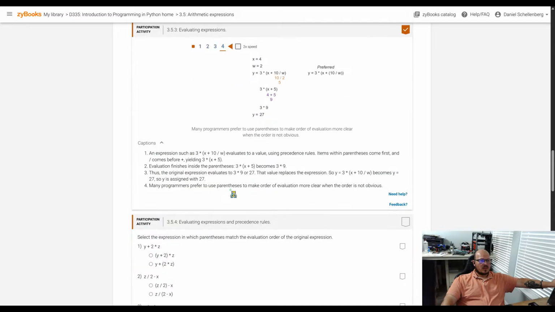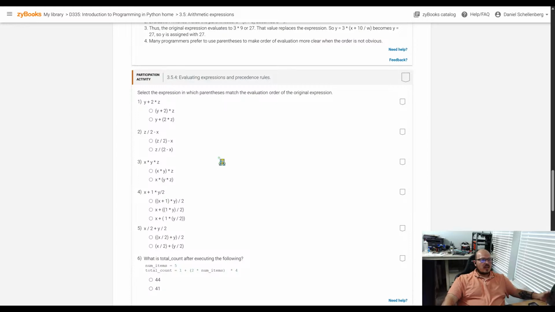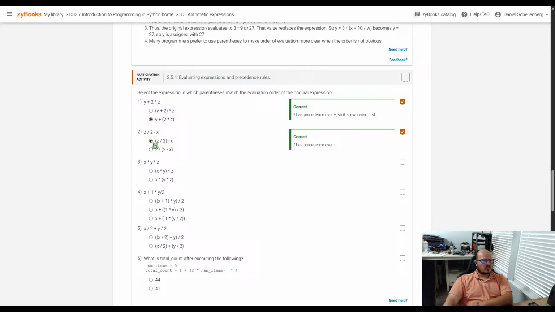So, all right. Select the expression in which parentheses match the evaluation order of the original expression. Y plus 2 times Z. Okay, so that would be this one because we learned that multiplication has precedence over addition. Z divided by 2 minus X. So we learned that multiplication and division took precedence over minus. So that's going to be this one.